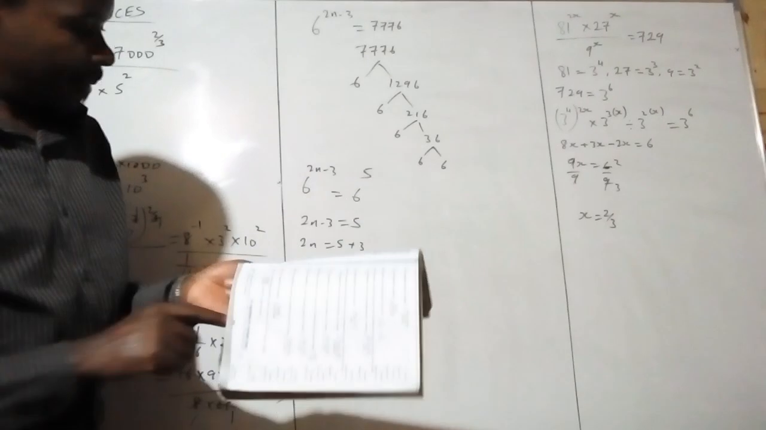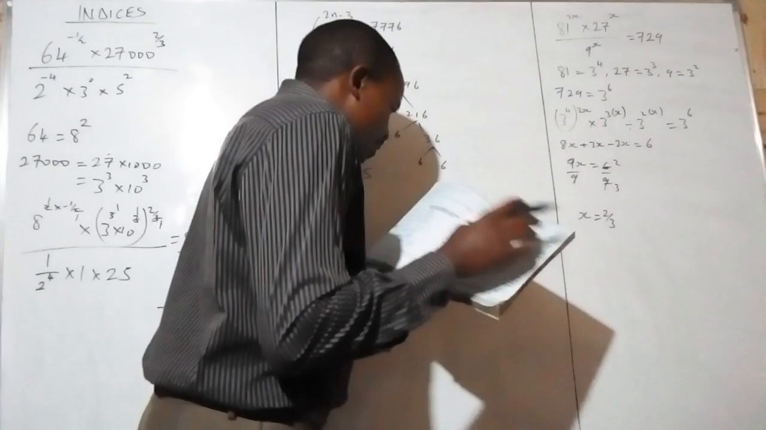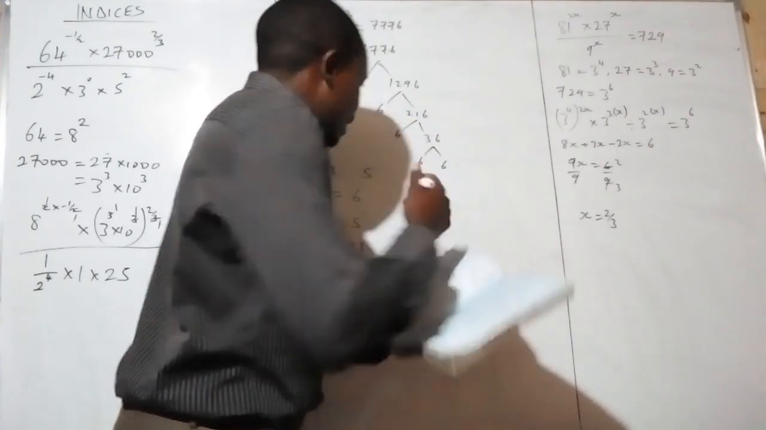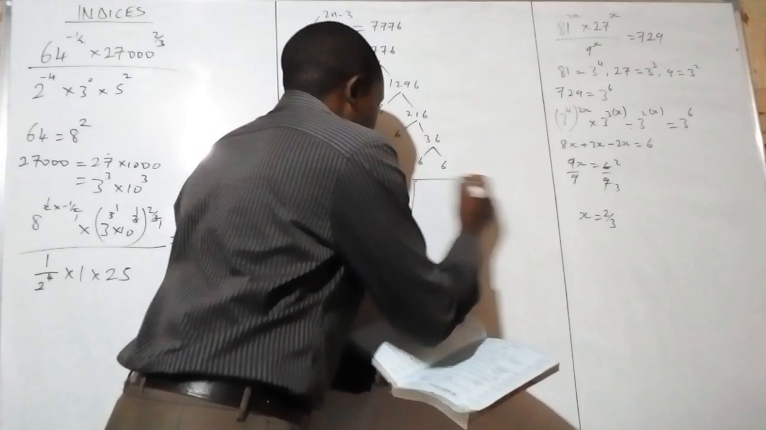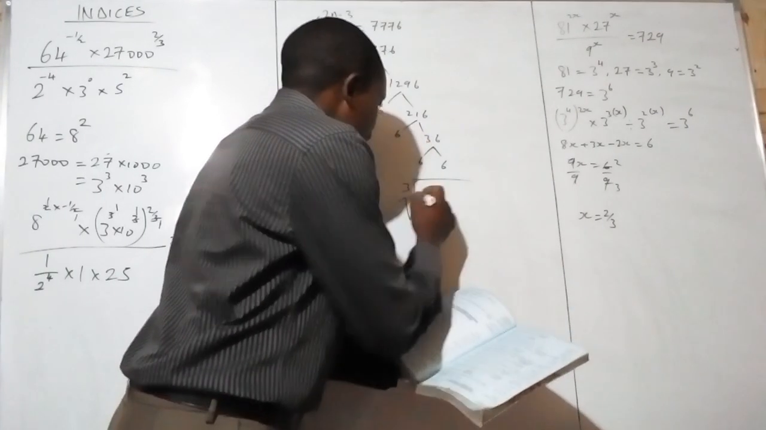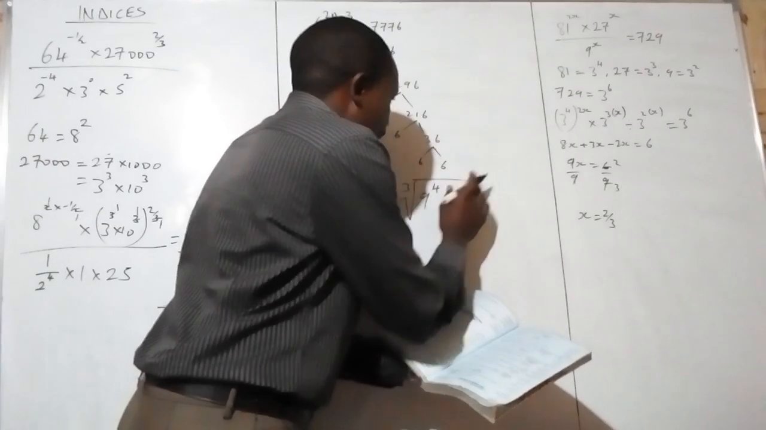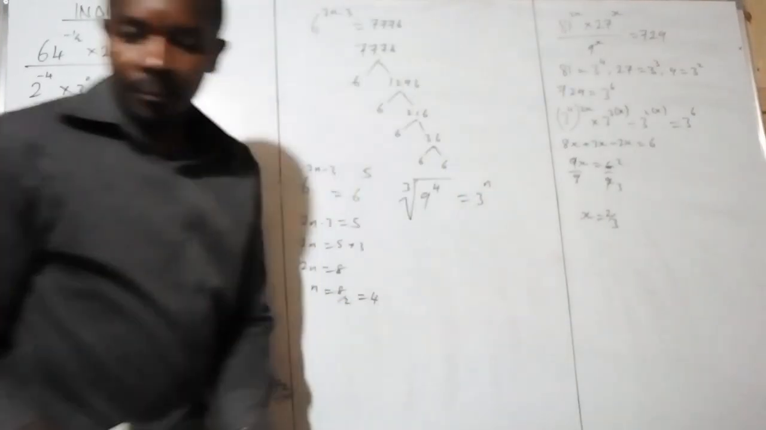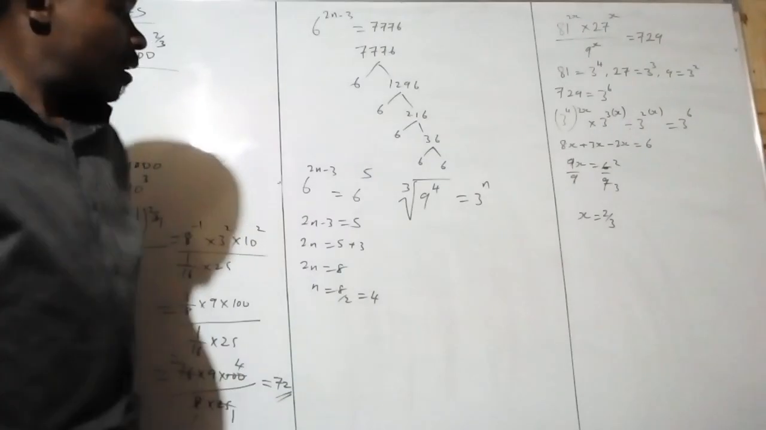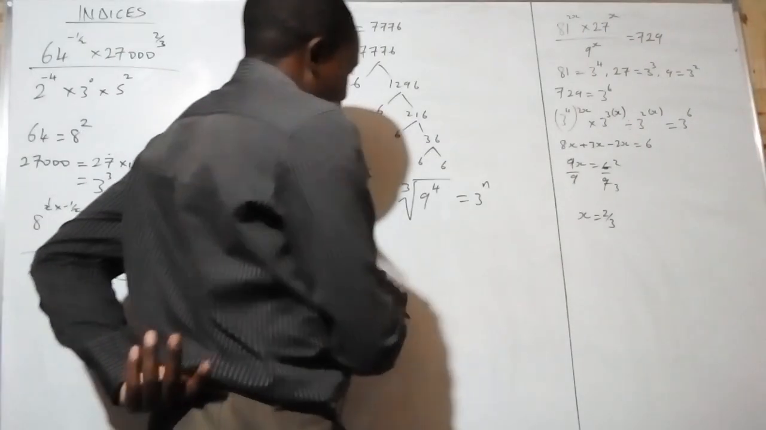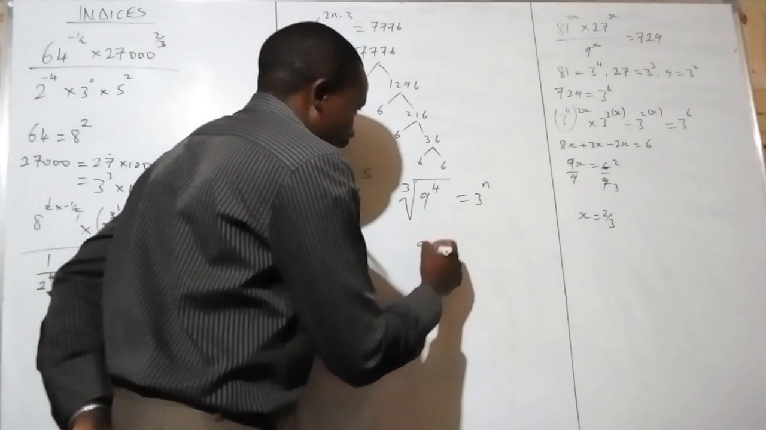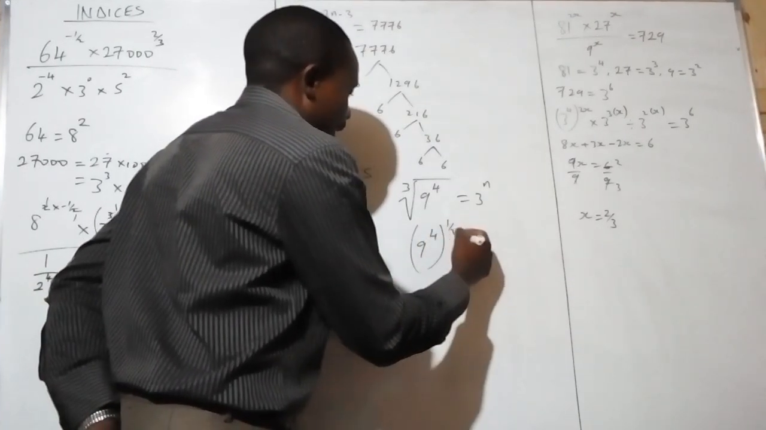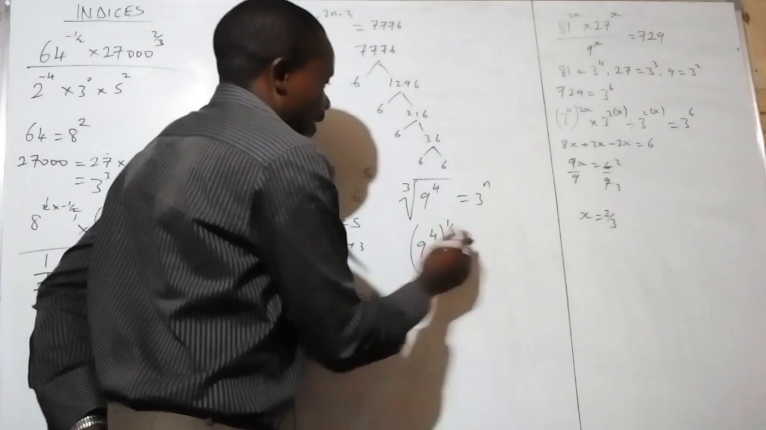Given, is this 3 or 8? Yeah, something like 3. Cube root 3. 9 raised power 4 is equals to 3 raised power n. And this is the same as 9 raised power 4, correct, into bracket a third. Yeah, so this means the same, which is equals to 3 raised power n.